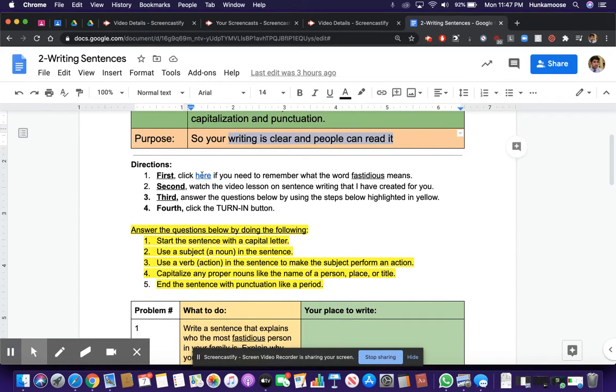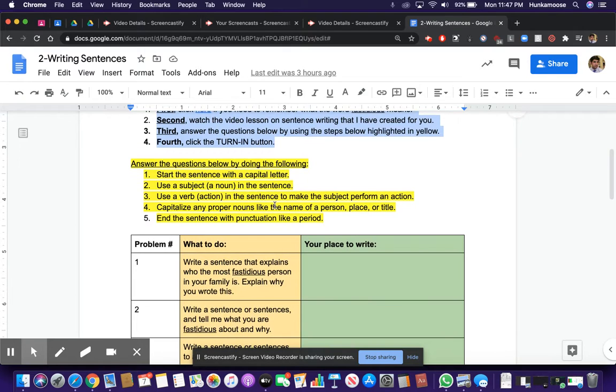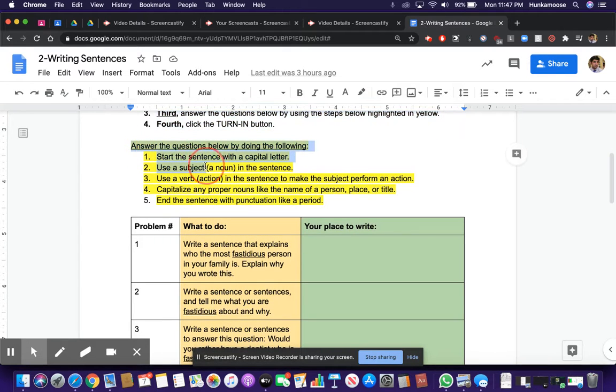If you need to click on this hyperlink over here to remember and get a refresher on what the word fastidious means, please do so. Otherwise, follow all four of these directions. It's important that you read them. And then please also take a look at these 5 strategies that I'll be modeling to you. I'm going to list them off right here.